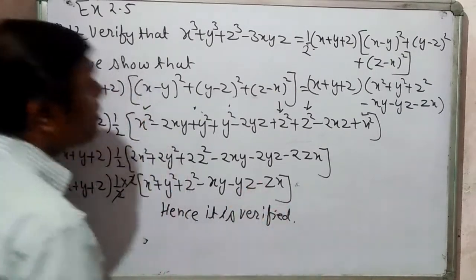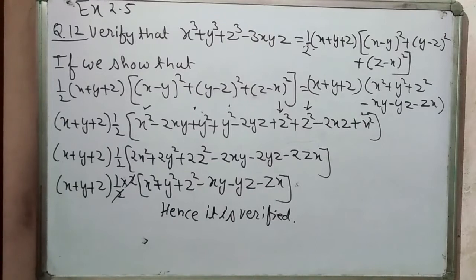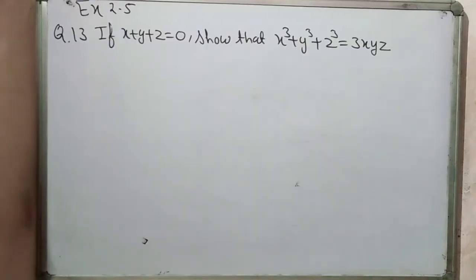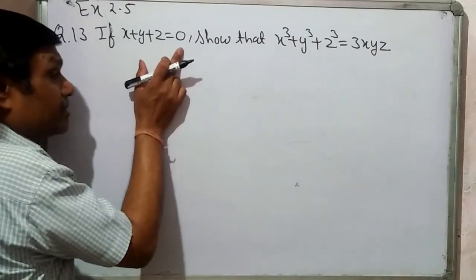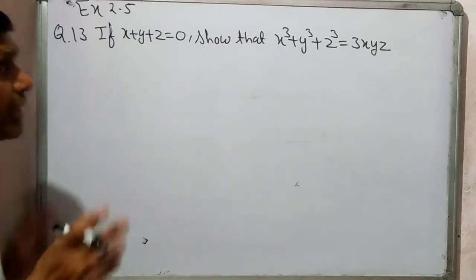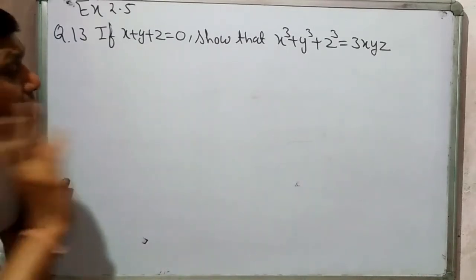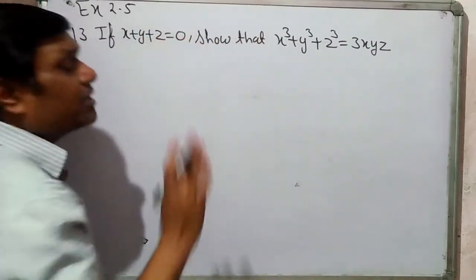So dear students, we can memorize one more form of this particular identity which is also easy to remember. In question number 13, students, what we are given is if x plus y plus z is 0, that means there are 3 terms x, y and z, so that their sum is 0. Then we have to show that x cube plus y cube plus z cube is equal to 3xyz.